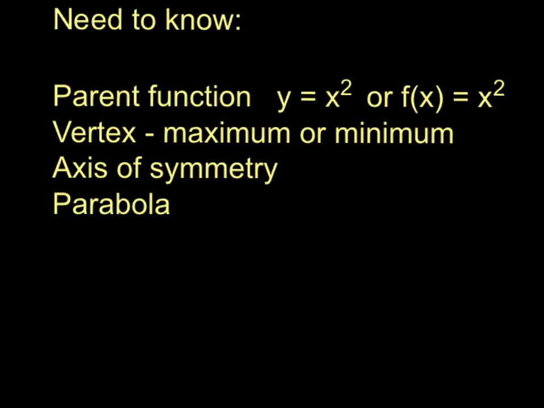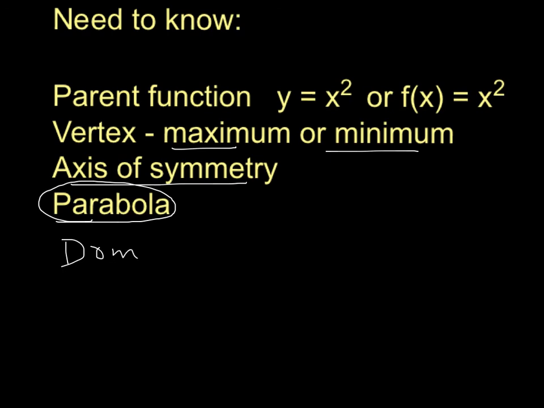Okay. So some key things that we need to know here. We need to know what the parent function looks like. We need to know how to identify the vertex and whether that vertex is going to be a maximum or a minimum. We need to be able to understand the idea of axis of symmetry, that the name of this graph of a quadratic is called a parabola, and we also need to know the idea of domain and range and be able to identify the domain and range for a function.